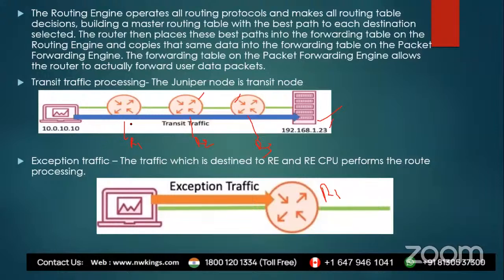So it will check the forwarding table, find the exit path, and forward the packet to R2. So it is not forwarding to the routing engine then? No, it will not forward to the routing engine. The route lookup will be done on the PFE only.